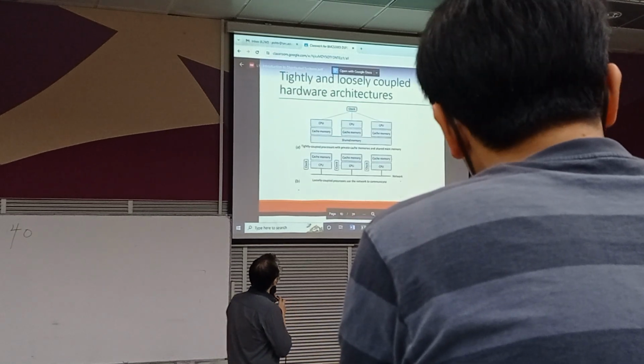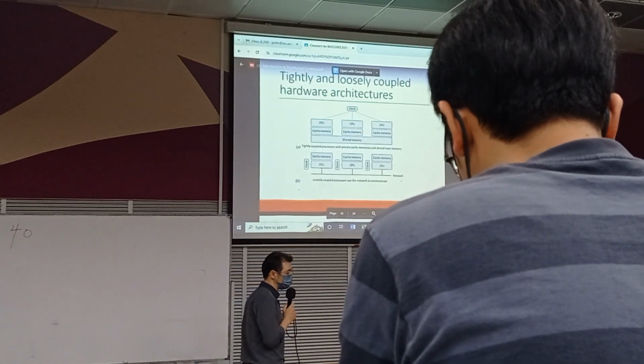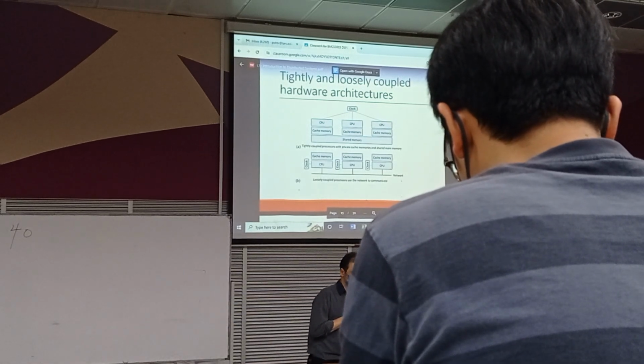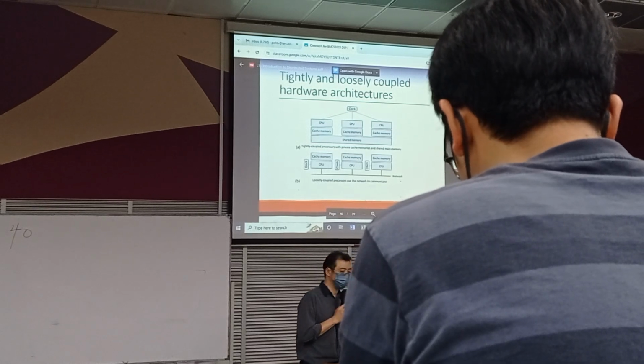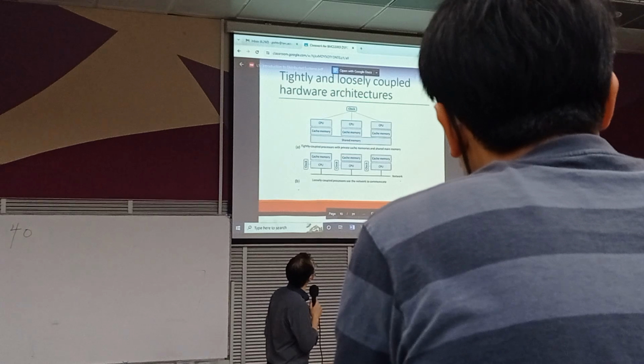Okay, how do you implement it in hardware? So there are two ways to implement it. The first one is to use tightly coupled hardware. The second one is loosely coupled software. Hardware architecture. So what does it mean?